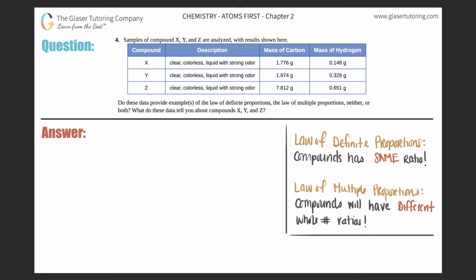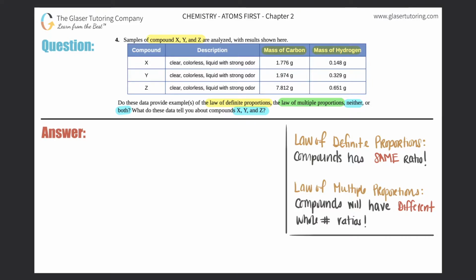Number 4. Samples of compound X, Y, and Z are analyzed with results shown here. Okay, so they give you the 3 different compounds, their descriptions, and their masses of carbon with their masses of hydrogen. And then they say, do these data provide examples of the law of definite proportions, the law of multiple proportions, neither, or both? And then what do these data tell you about compounds X, Y, and Z?